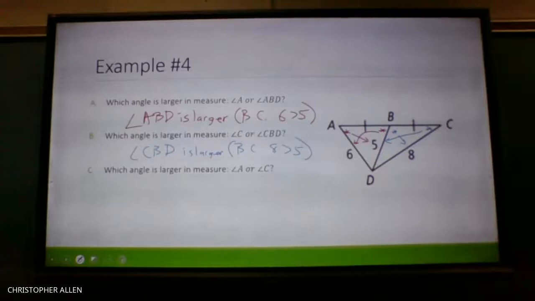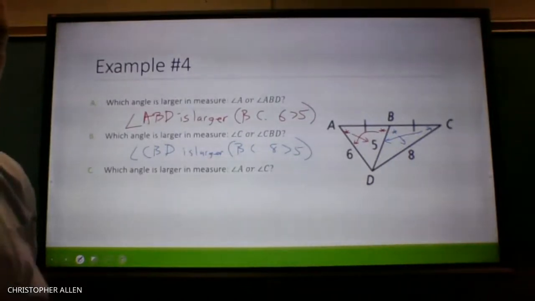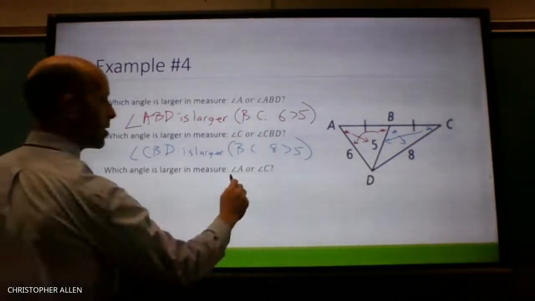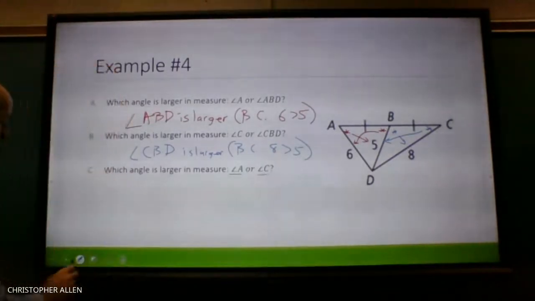So now I'm going to ask you to try to figure out this last one. Which angle is larger, angle A or angle C? I'm going to give you just a second, and I want you to type your answer in the chat, not in the poll, but in the chat. Which angle is larger, angle A or angle C?